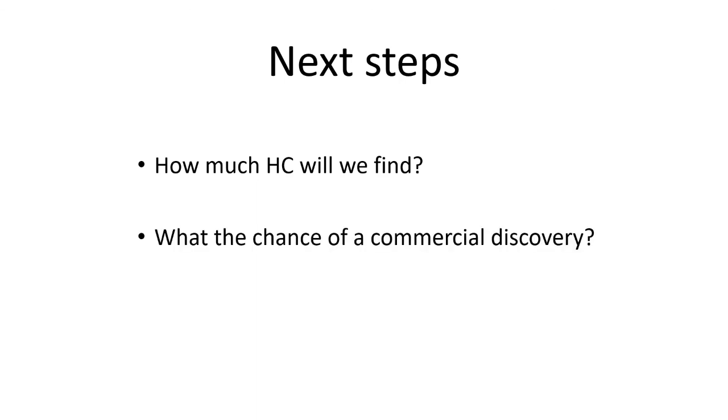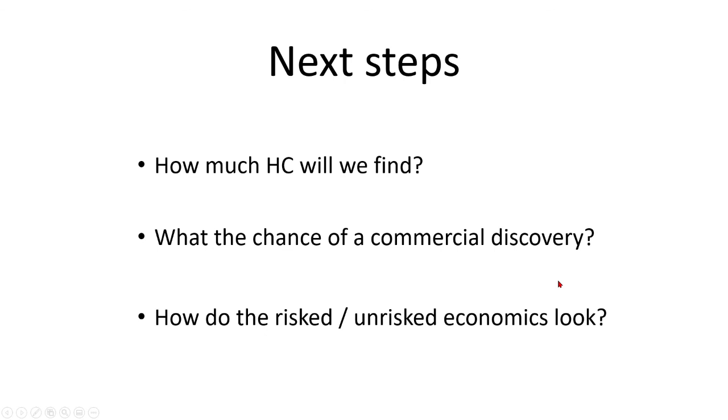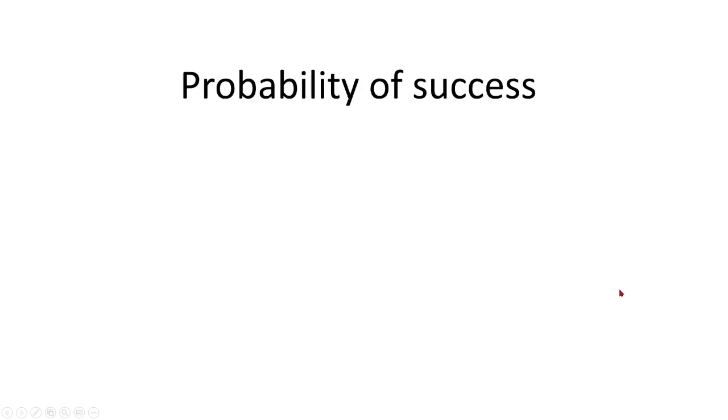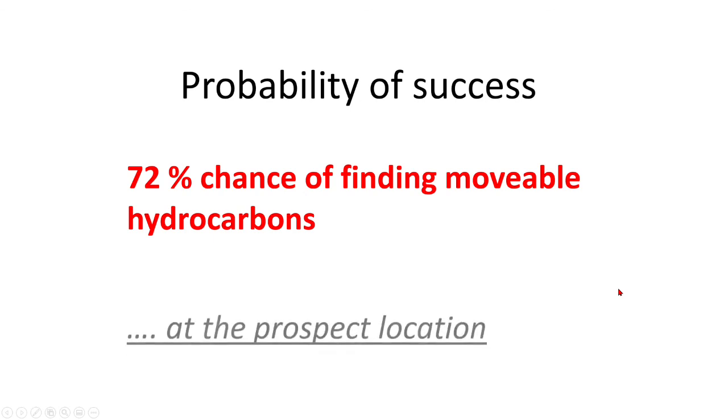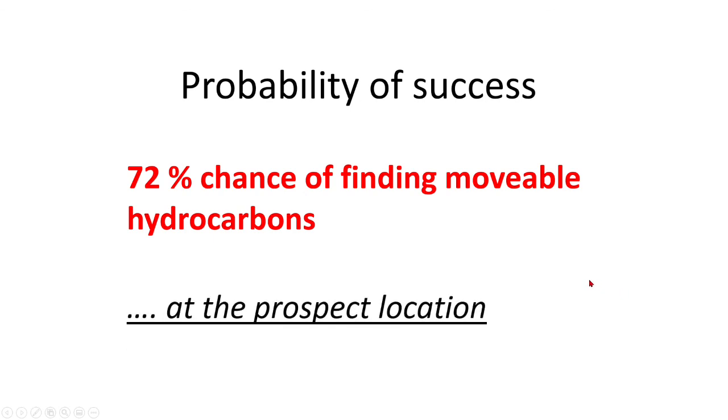All right. Once you determine the risk of the prospect, you could do some next things to help. You could try to determine how big the hydrocarbons are going to be or how much you're going to find and what's the chance of it being commercial. You do economics, but we'll cover those in another video. And you can look at the risked and unrisked economics. All right, so let's recap. This prospect has a 72% chance of finding movable hydrocarbons at the prospect location, so that's important.